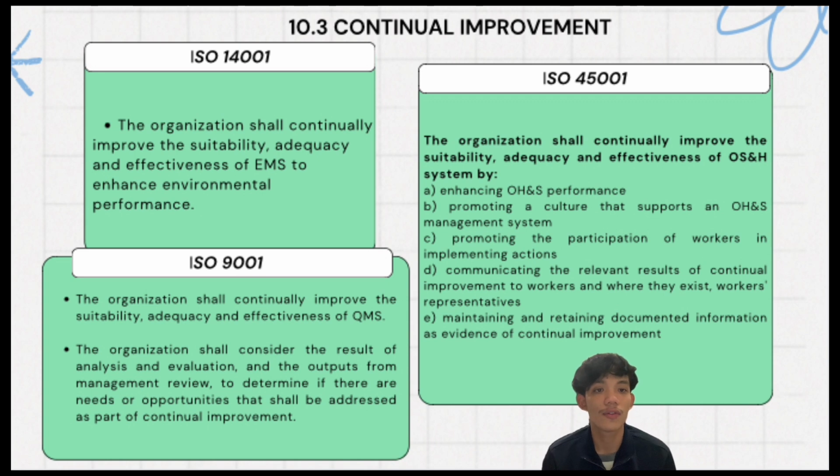Lastly, looking at ISO 45001, the organization shall continually improve the suitability, adequacy, and effectiveness of the occupational safety and health management system by enhancing occupational health and safety performance, promoting a culture that supports an occupational health and safety management system, promoting the participation of workers in implementing actions, communicating the relevant results of continual improvement to workers and, where they exist, workers' representatives, and lastly, maintaining and retaining documented information as evidence of continual improvement.